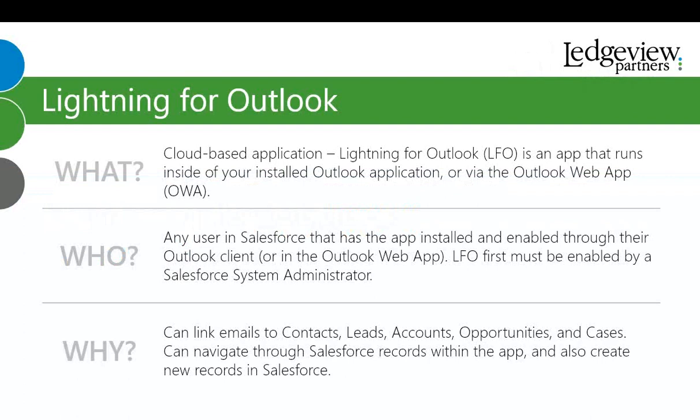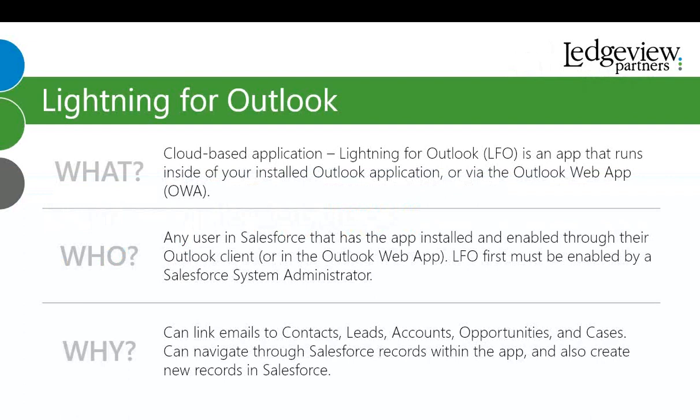So Salesforce for Outlook can only run client side, only in the application itself. Lightning for Outlook can run both inside that application and on the web version, OWA, as well. So regardless of how your users or you as a user access your email, you have access to it from both. Any user within Salesforce, again, who has the app installed and enabled through their Outlook client, because you can also go in and disable it if you decide you don't want to run it anymore, can utilize this application, but this Lightning for Outlook option has to be enabled by a system administrator first. So this is an option within Salesforce that's disabled by default, and a system admin needs to go into the system and turn it on for it to be accessible by users.